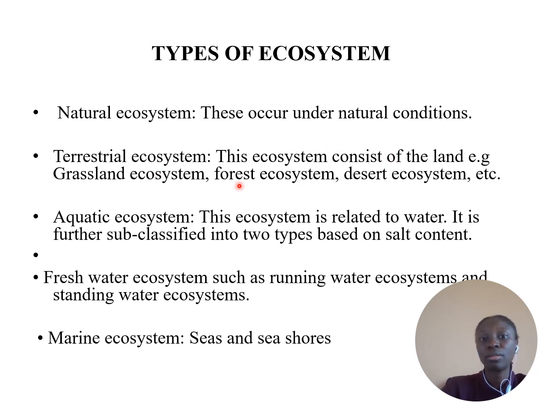Examples of such terrestrial ecosystems are the grassland ecosystem, forest ecosystem, and desert ecosystem. For the aquatic ecosystem, we have examples of the freshwater ecosystem. Under the freshwater ecosystem, there is the running water ecosystem, for instance, the river and the spring, and we have the standing water ecosystem, for instance, the lake and the ponds. We also have the marine ecosystem, which has some level of salt concentrations, such as the sea and the seashore.